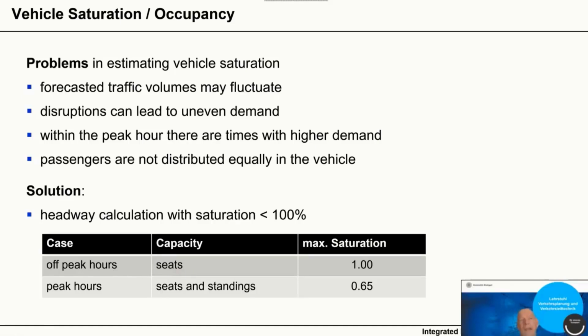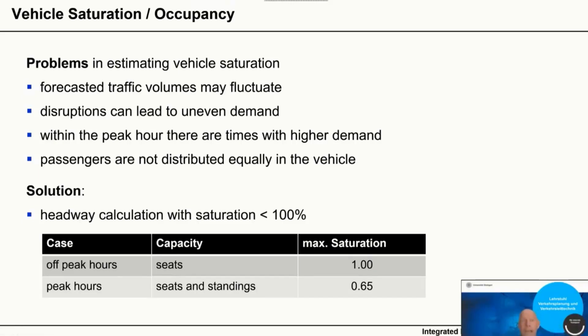If you have seats, and we are talking about urban transport, not long-distance transport, it's not that difficult if some of the people unfortunately have to stand because you made some miscalculation or because of disturbances. So you can assume a saturation of 100%. But in peak hours, public transport is a very efficient system because it has varying capacity.